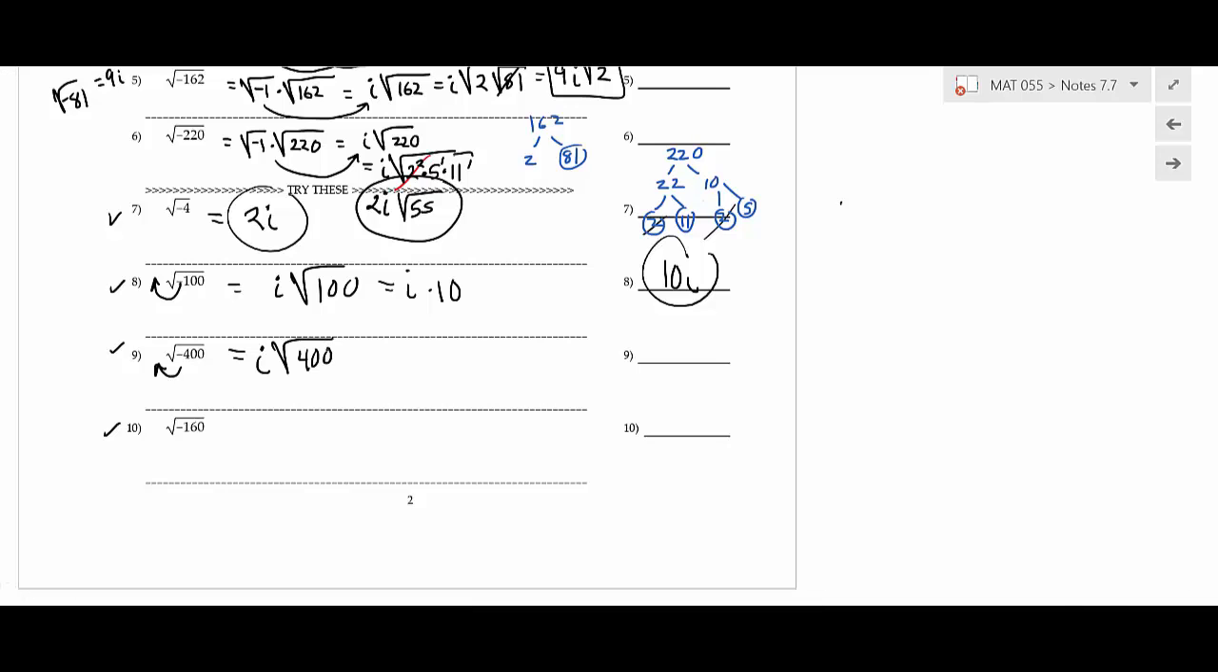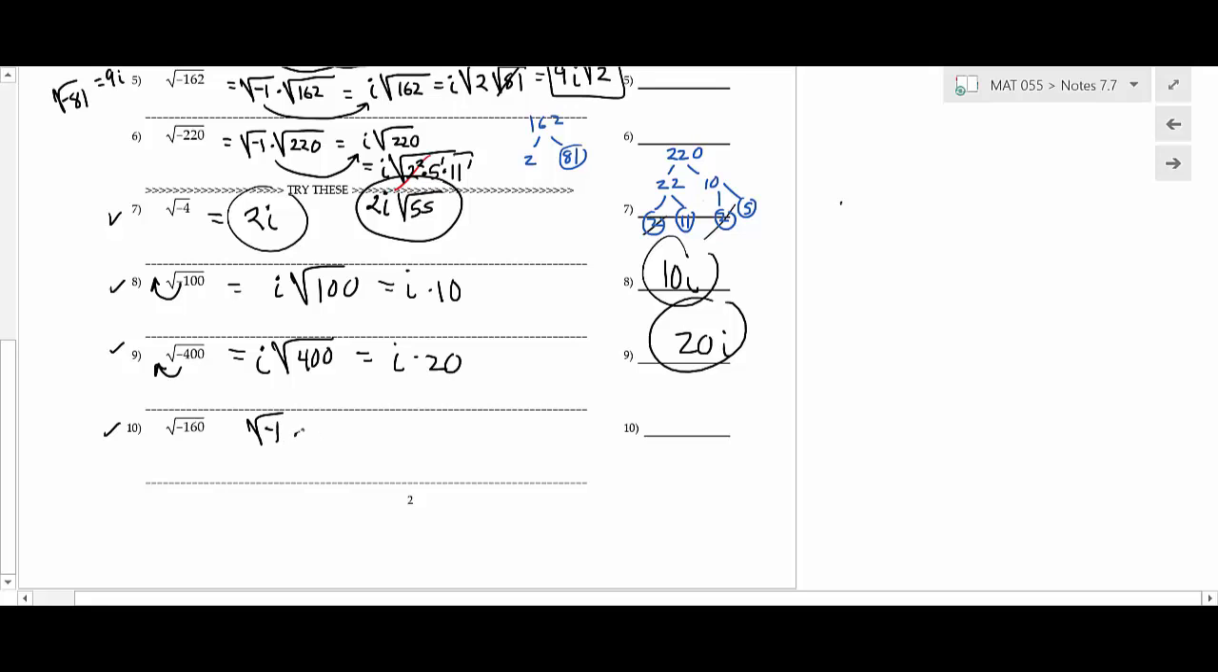Remember, if you're not sure, just get your calculator out and try that out. I know that 2 times 2 is 4. I know the square root of 4 is 2, so that's going to be i times 20, or just 20i. So that's what you should have gotten there. Some of you are having a little trouble with the next one, so what I'm going to do on this one is just break it up like this.